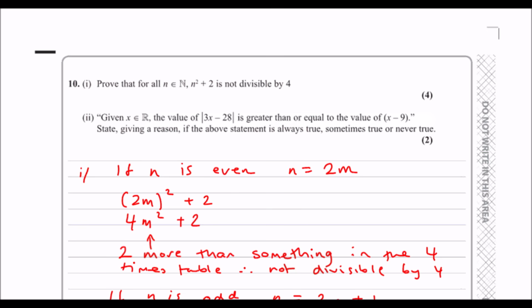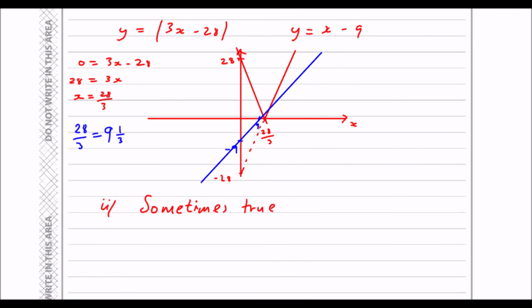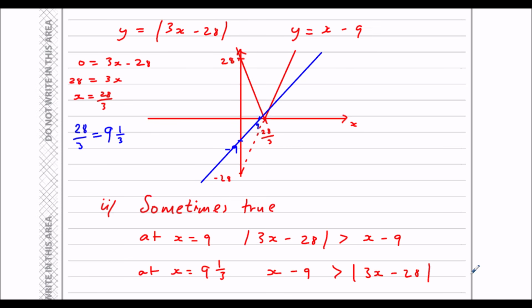State, giving a reason. So at x equals 9, it is greater, but at x equals 9 and 1/3, the other graph's bigger. So at 9, the red graph's higher. At 9 and 1/3, the blue graph's higher.